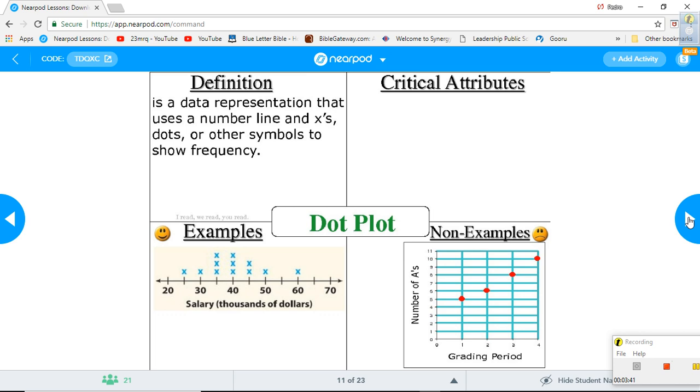It says number of A's and grade period. As you're copying that, start thinking this is not a dot plot because blah, blah, blah. So copy that. I'll give you some time. Go. All right. So you're looking at the non-example, and you're looking at the examples. Talk it over with your neighbor. Tell them why the example is a dot plot and the other one is not a dot plot.